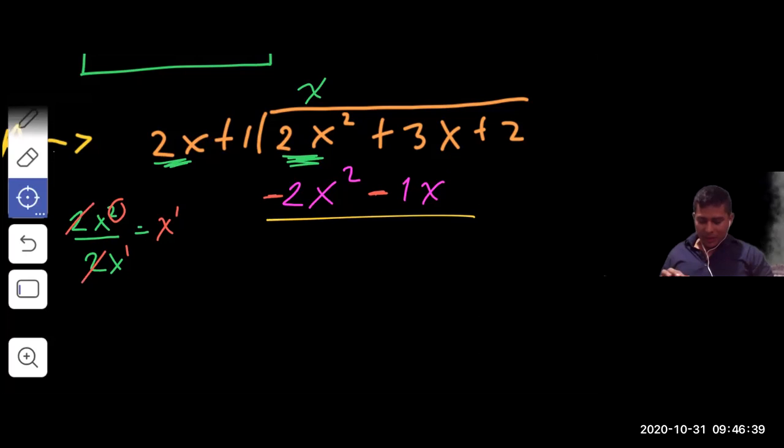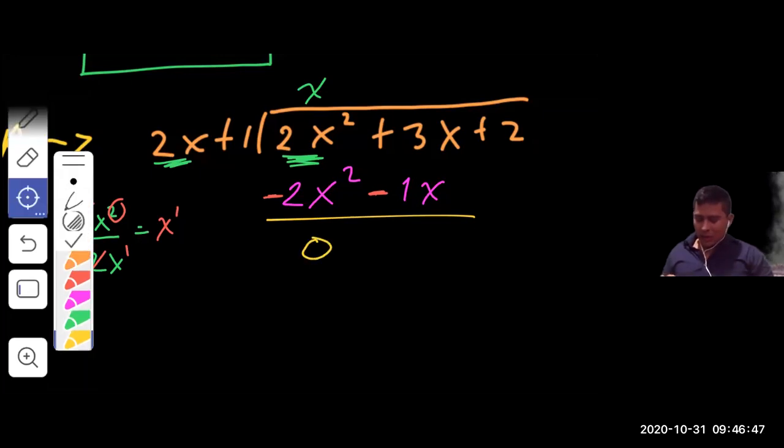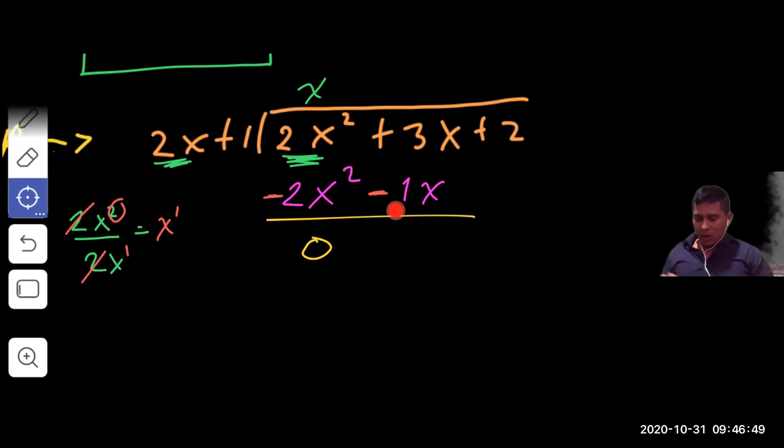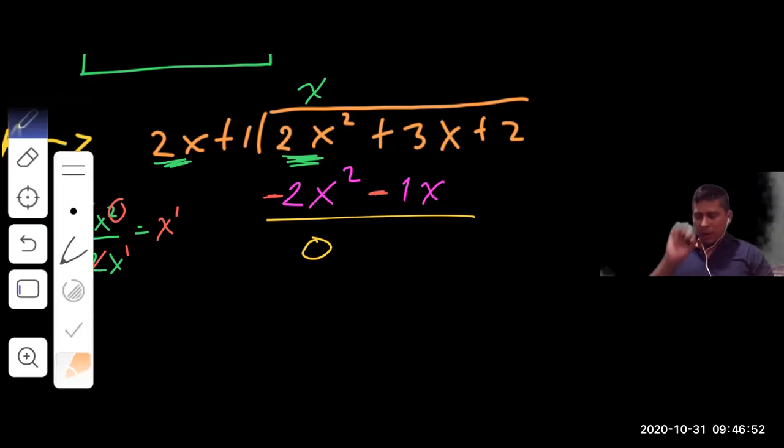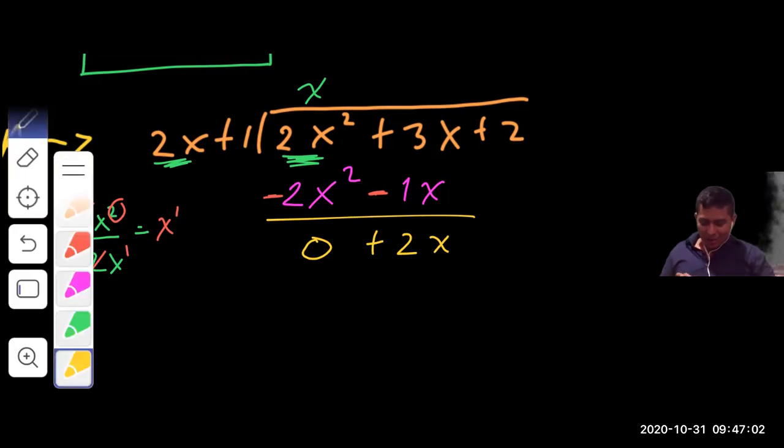And now let's simplify this. We have 2x squared minus 2x squared, guys. It's going to be 0. Let's continue. Positive 3x, guys, minus 1x. You have positive 3 minus 1. We're going to get positive 2x. And what do we used to do, guys, with the next term? It's like the long division, guys. We drop this number down, right? We're going to drop the plus 2 down.